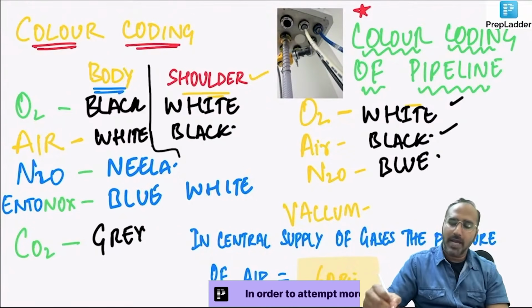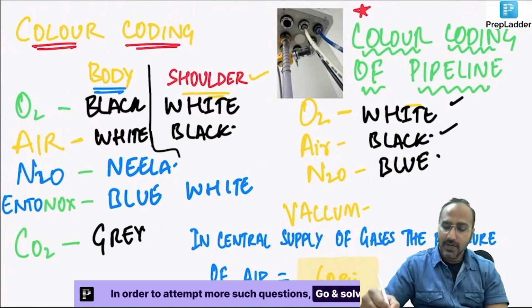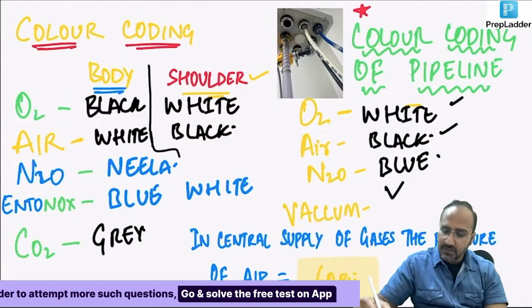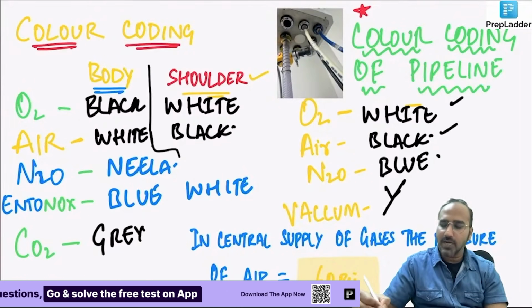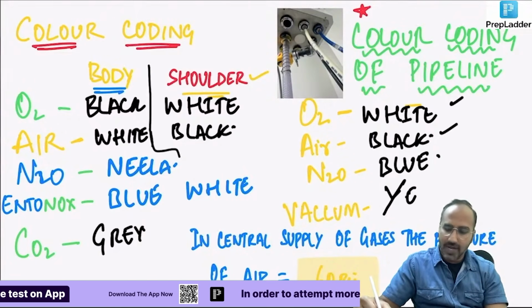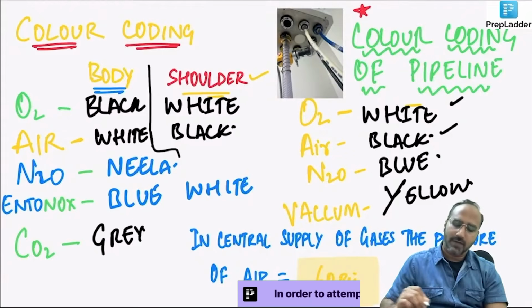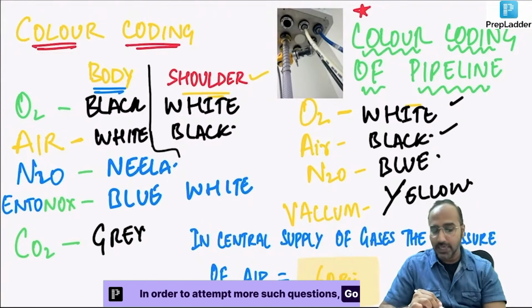Then the vacuum pipeline, guys. Vacuum is for suction. Remember, vacuum starts with V, but if you add a stroke, it becomes Y. So vacuum is yellow in color. Vacuum cylinder is yellow. Vacuum pipeline is yellow in color.